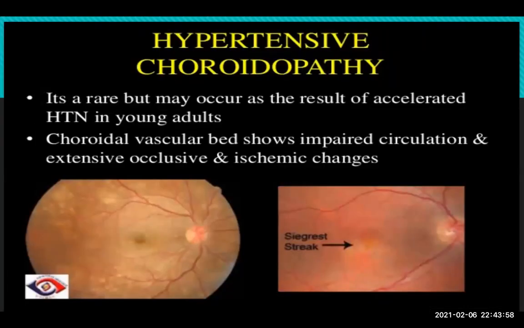So, in addition to the hypertensive retinopathy, there is another pathology in the ocular changes with hypertension, which is hypertensive choroidopathy. It's rare, but it may occur as a result of accelerated hypertension in young adults. The choroidal vascular bed shows impaired circulation and extensive occlusive and ischemic changes. As you see, there are streaks which may be found in this photo in the macular area and also the peripheral and the mid-peripheral retina.